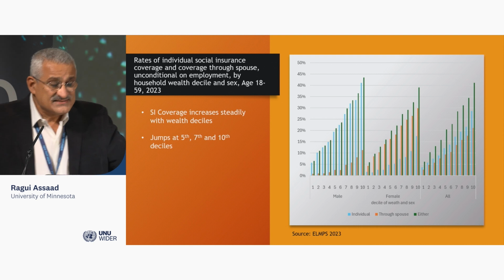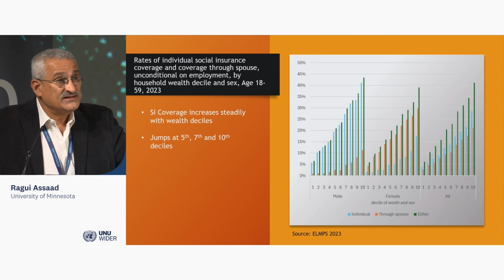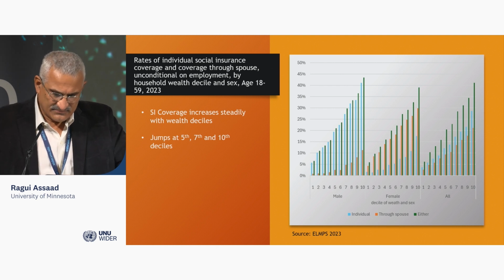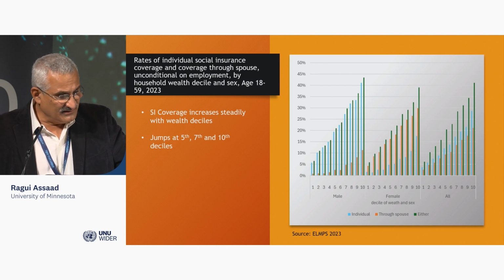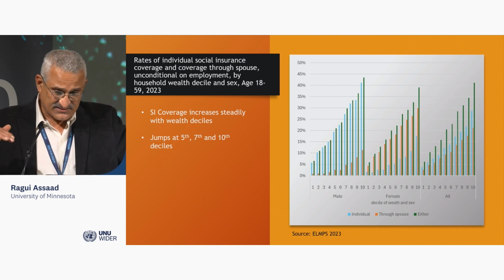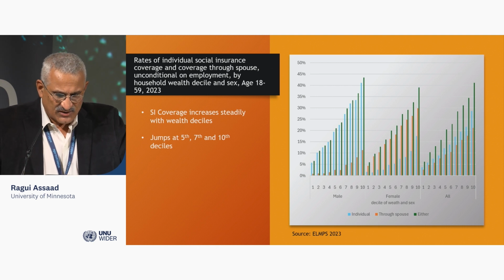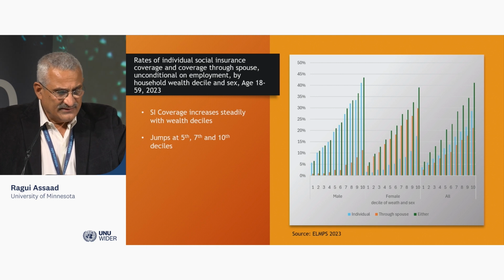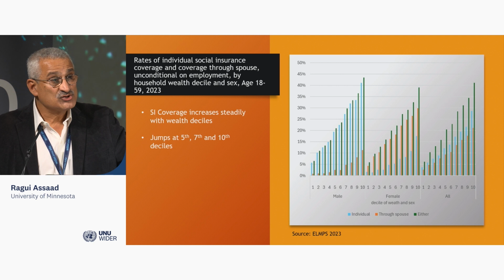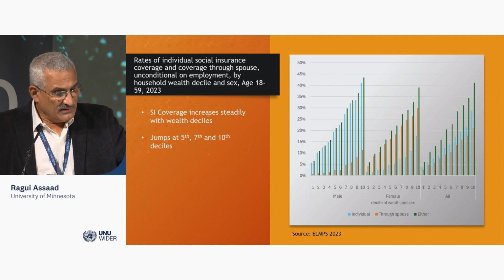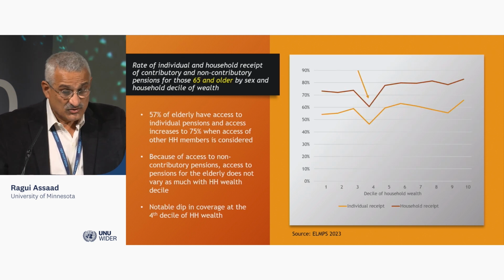Now, also by decile of household wealth, a very strong gradient, as you can imagine, with the wealthier groups being more likely to have formal jobs, and big jumps at the 5th and 7th and 10th decile. So there are certain jumps at the top part of the distribution, and again, the maximum coverage reach is in the 40 to 45% range, even among the wealthiest group. So this is for the contributory system.